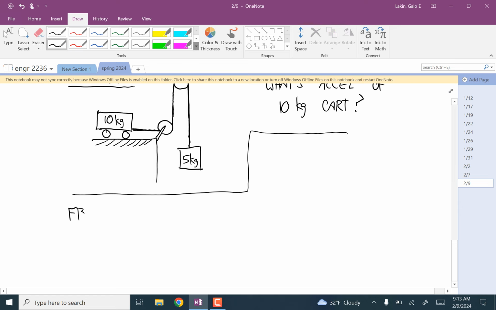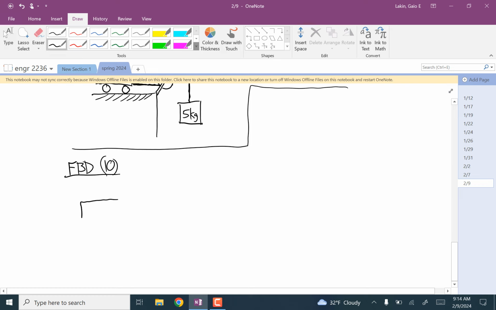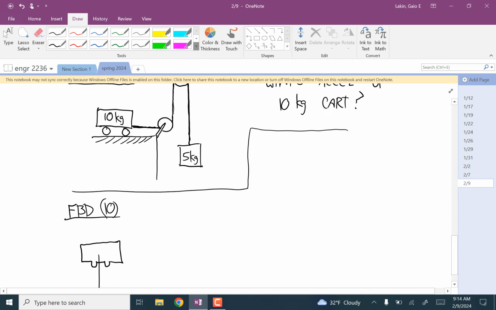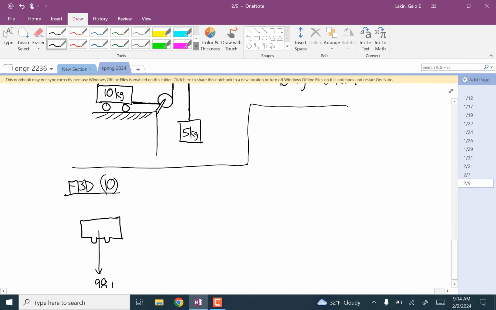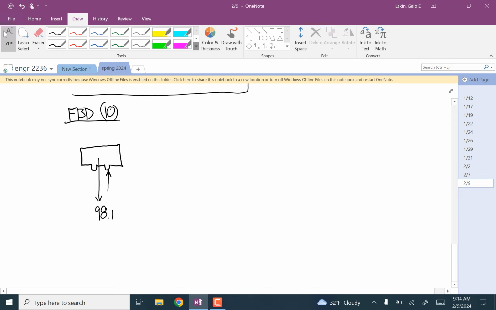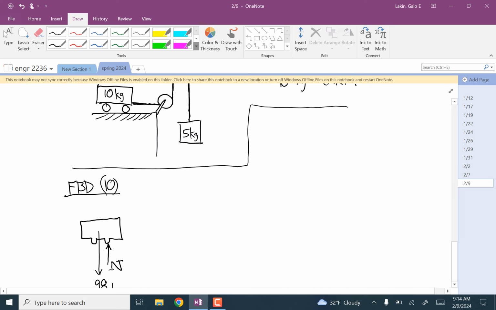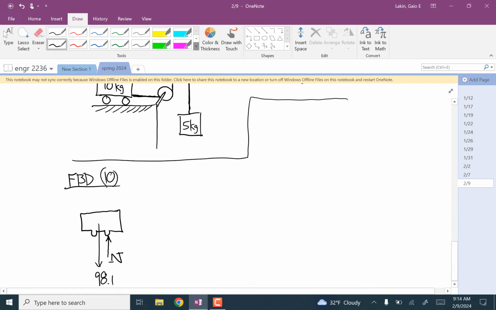So, free body diagram for the 10 kilogram cart. There's a weight force down of 10 times 9.81. There's a pushing force from the ground. So the surface of contact is horizontal. That means the pushing force is vertical and toward the body. So I'll write that as N. And then we have a pulling force from that cable. So it's parallel to the cable, away from the body.